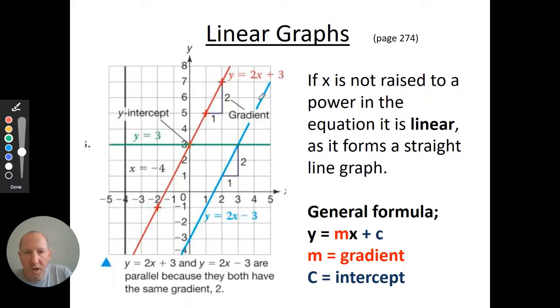When I've got two lines that have the same gradient, 2x and 2x, it doesn't matter what the intercepts are. If they've got the same gradient, these lines are going to be parallel to each other.